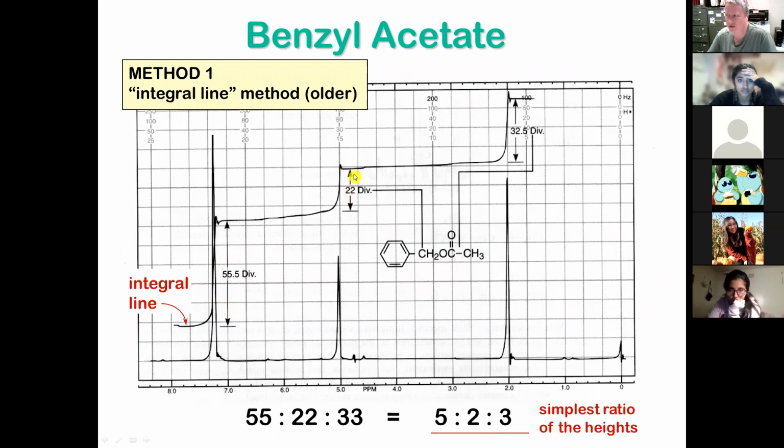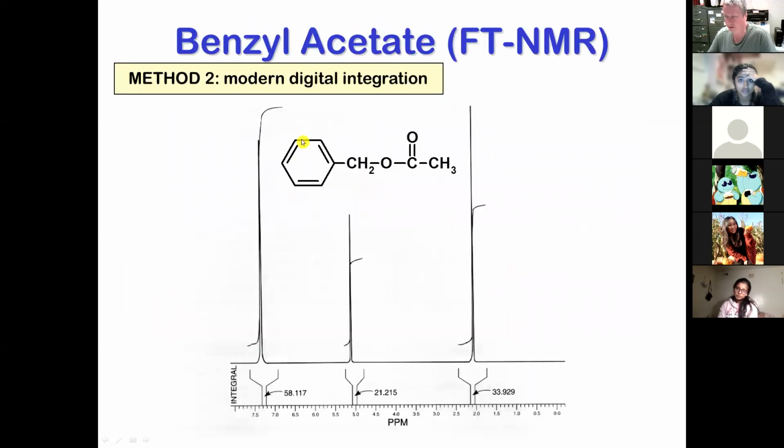22 div basically means 2.2 boxes. 55 kind of means like 5.5 boxes. This is roughly 3.2 boxes. So you can do this with graph paper. This is old. Nobody does this anymore. But you can see that it correlates, right? 5 to 2 to 3. Okay, so it's roughly 5 to 2 to 3, and that correlates to the number of protons in the molecule. Now that we have modern computers, they can do area under the curve super easily, and this is a modern NMR of the same molecule, not a different molecule, but it's also 5 to 2 to 3.